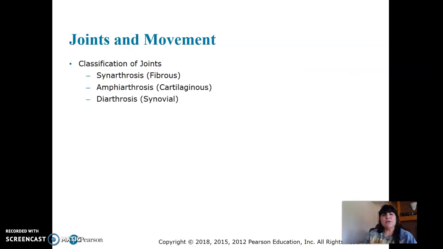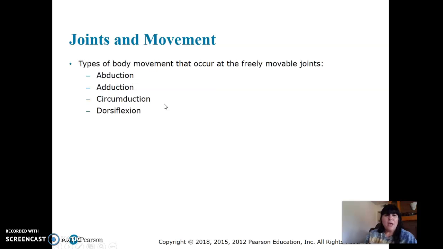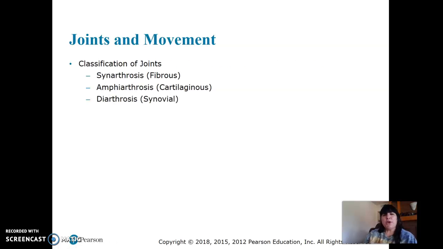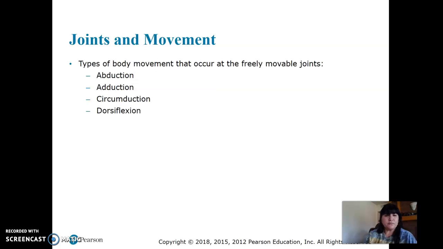All right, so types of joints. Synarthrosis is the same as the immovable. Amphiarthrosis are slightly movable. Diarthrosis or synovial, those are the freely movable. So in your book, synarthrosis you can think of in the skull. Amphiarthrosis, cartilaginous, you could think of like between the vertebrae. Diarthrosis or synovial you can think of like the freely movable: your elbow, your knee, your shoulder.